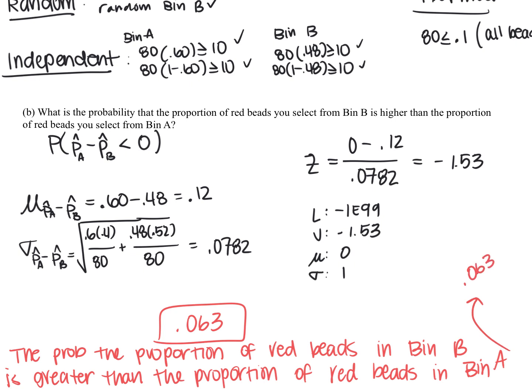So it's not very likely that the proportion of red beads in bin B is more than bin A, which you can kind of tell from the beginning because in our sample, only 48% from bin B were red and 60% for bin A were red. So with that large of a difference, it's not likely. If they had been closer together, then we could say it's due to sampling variability. But in this case, it's more likely that the actual proportion of red beads in bin A is larger than bin B.